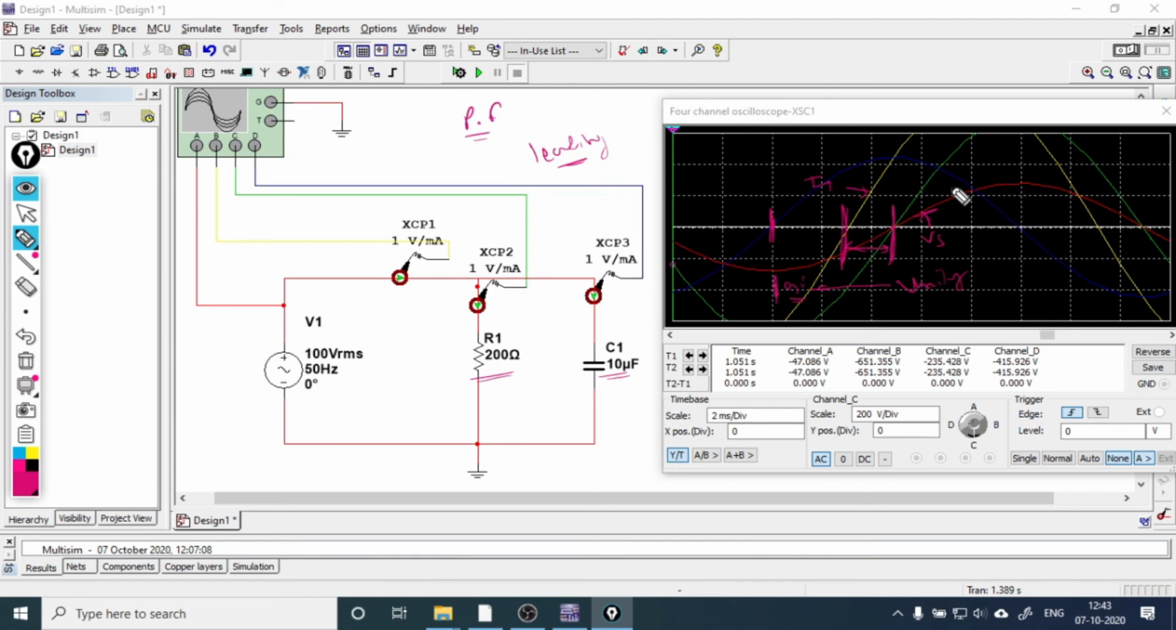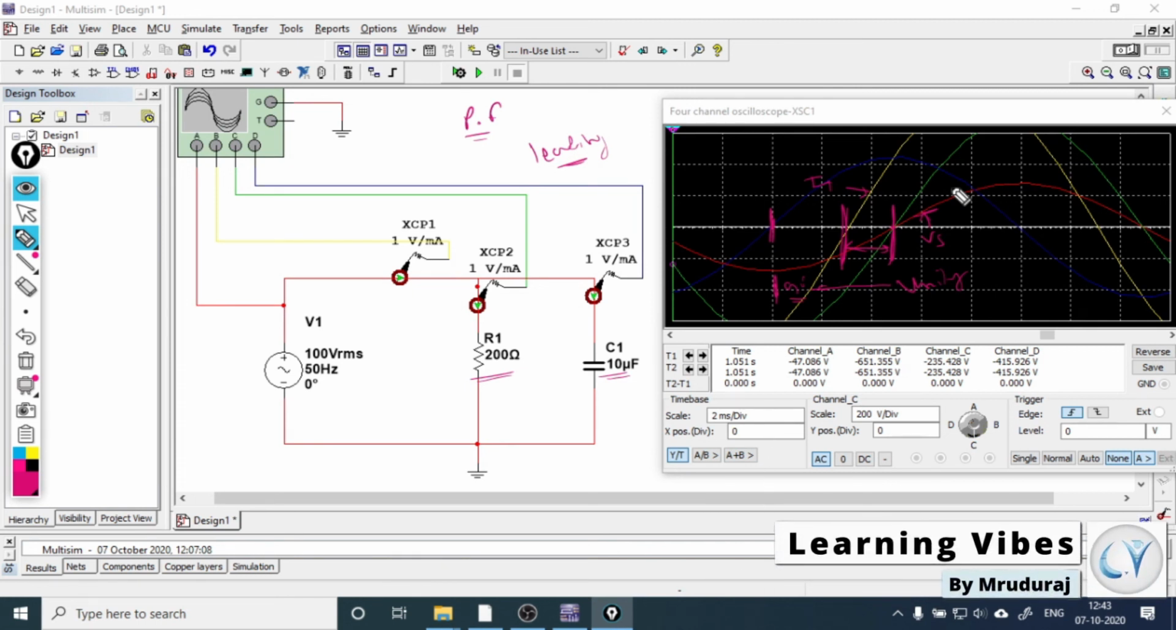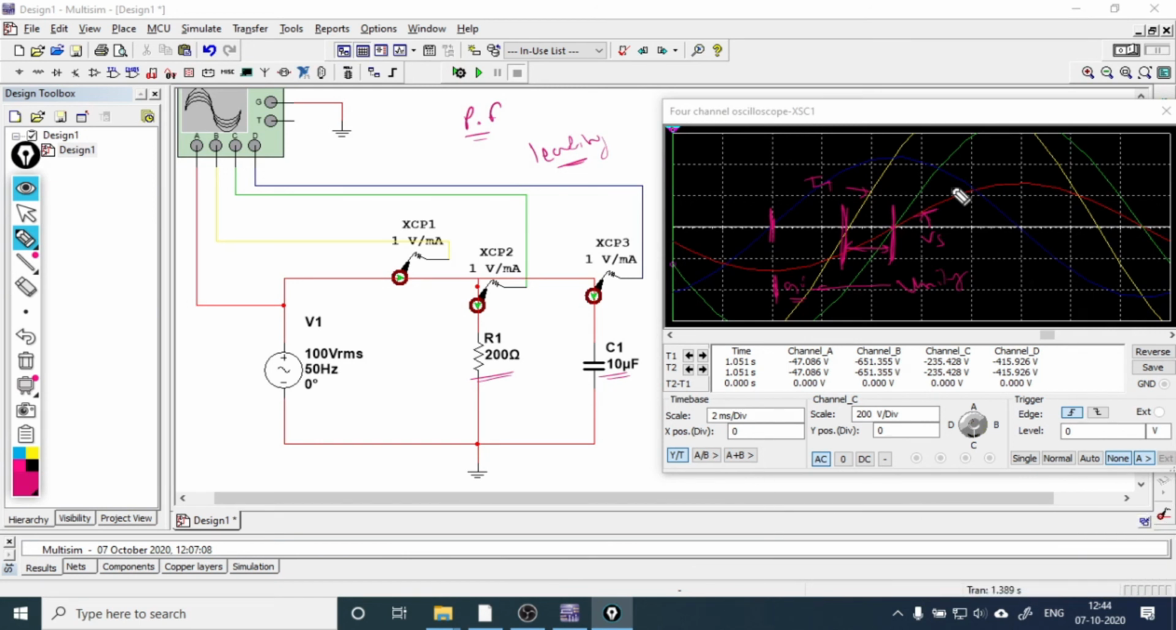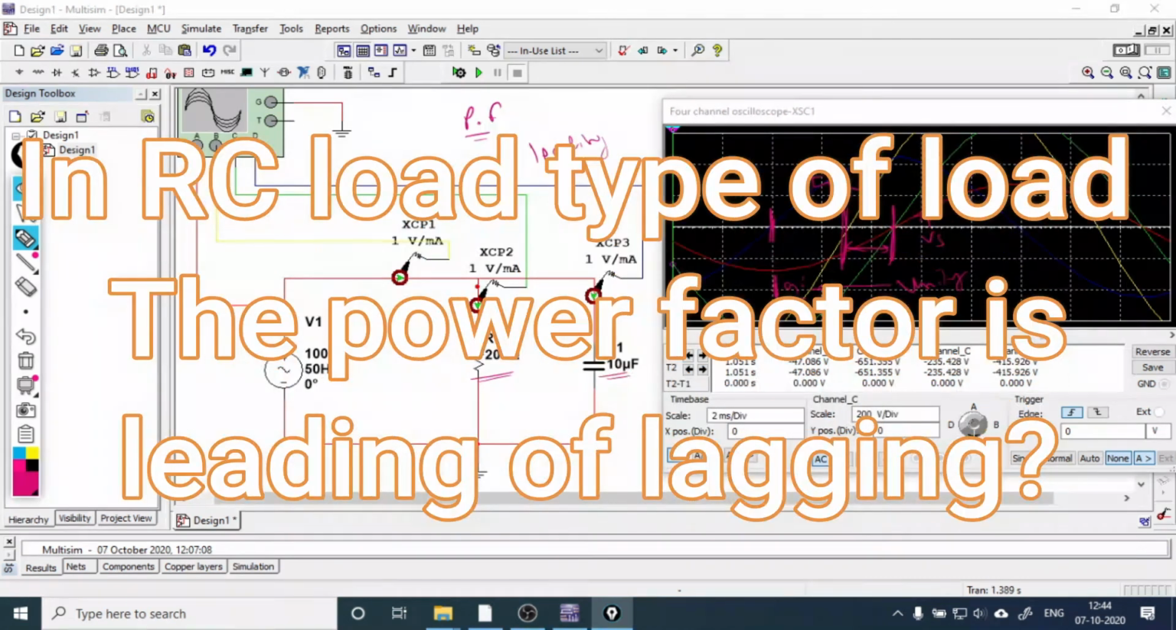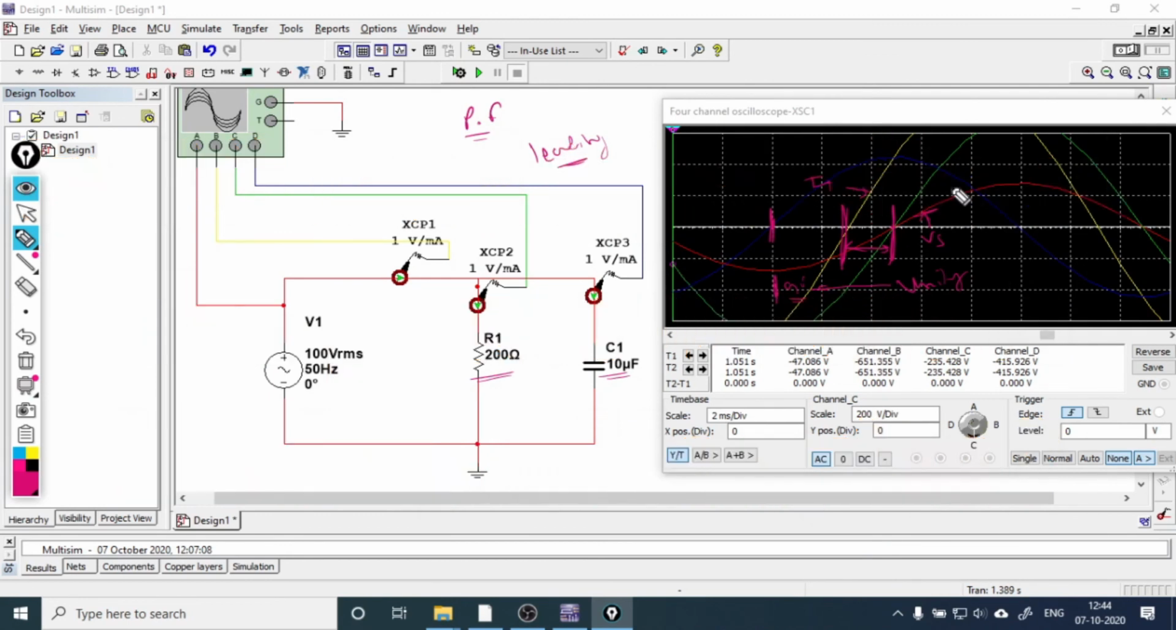One more analysis I am going to prepare in future, and that is completely based on the power factor: what is the effect of inductive load on power factor and capacitive load on power factor, and if you are having poor power factor, then by adding which element you can improve your power factor.